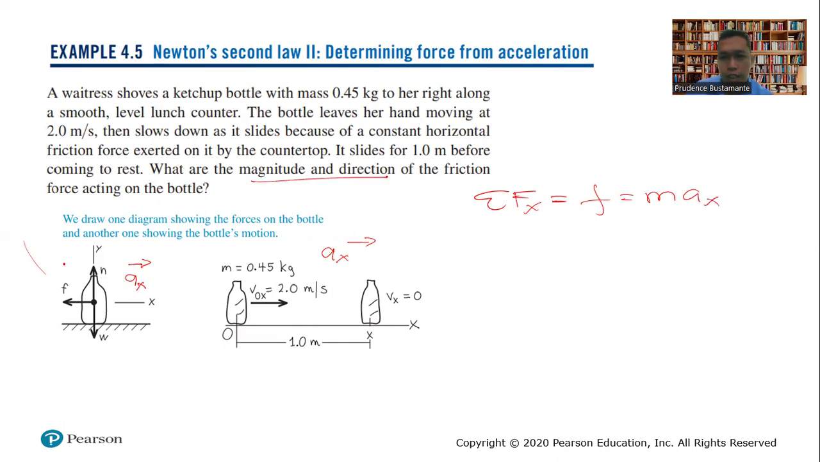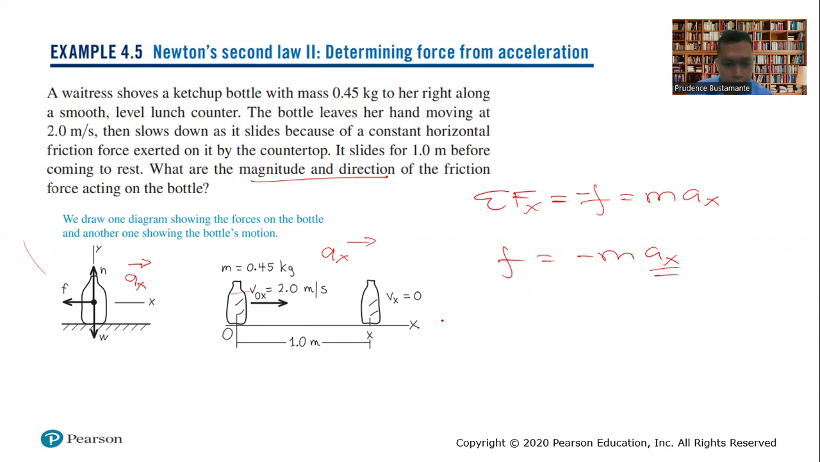What is the magnitude and direction of our friction force? Our friction is negative, because it points to the left. So the friction is equal to negative mass times the acceleration along x. However, we have the mass but we don't have the acceleration yet.